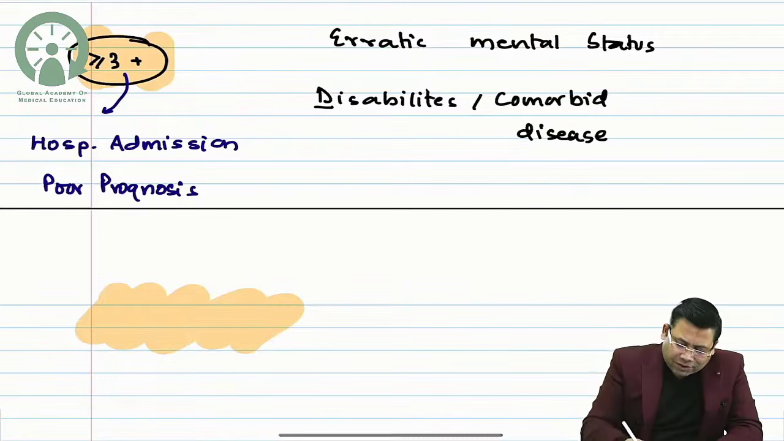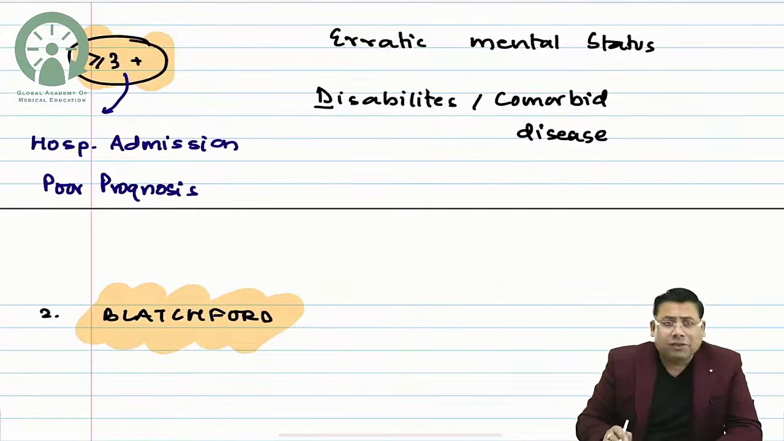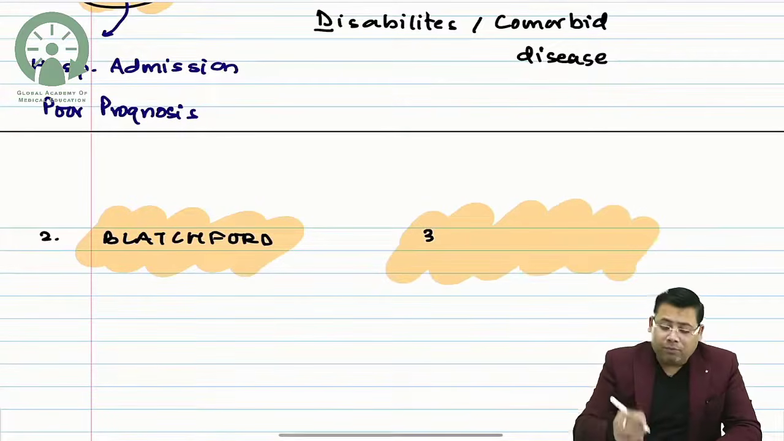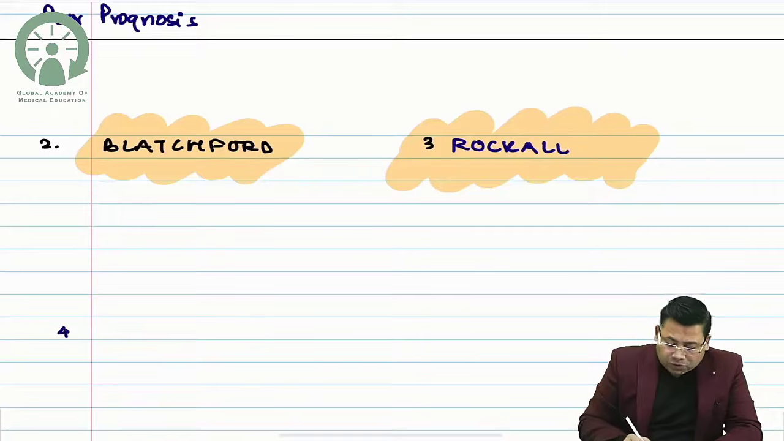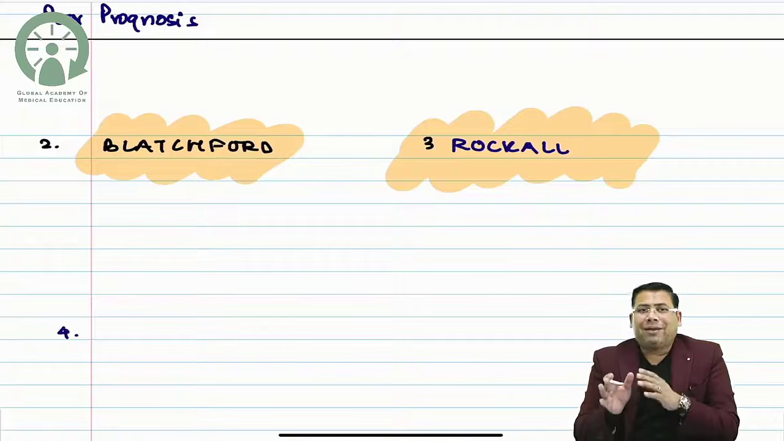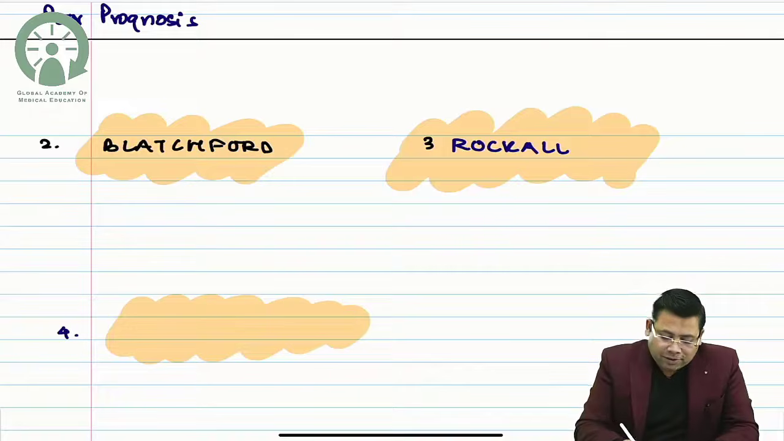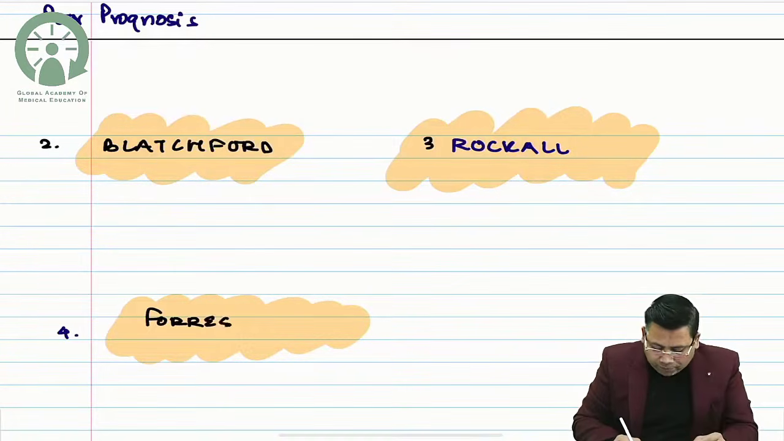What are the other classifications or scores we have? I just write the names for them. Blatchford, you can go to my detailed courses to see them. Then we have Rockall. Rockall is actually the most important score. And then there is one more classification specifically for the peptic ulcer disease related bleedings. And what is that? Yes, you must be guessing right. You can comment in the comment section below. That's the Forest classification. Forest is very important.